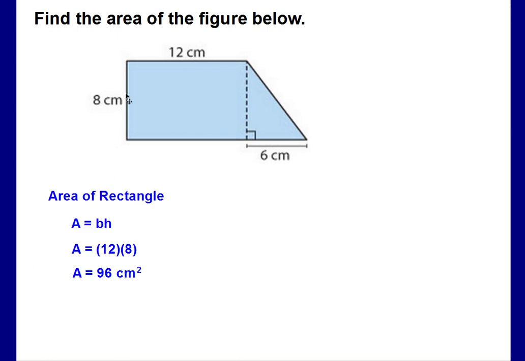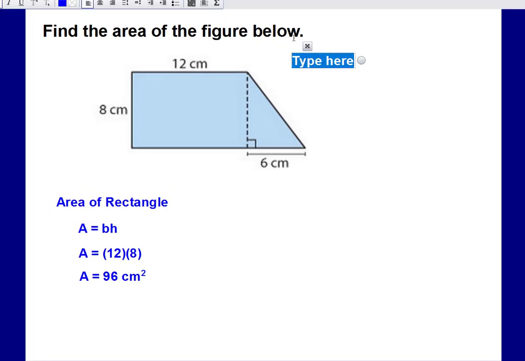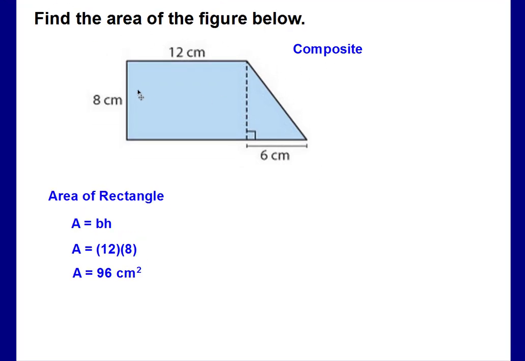Okay, first thing you need to do is notice that this is what we call a composite figure. Composite. A composite figure is made up of more than one shape. In this case, you can see that we have a rectangle and then we also have a triangle. So to find the area, you just break them up into the shapes. Find the area of the rectangle, then find the area of the triangle, and then put the two areas together.